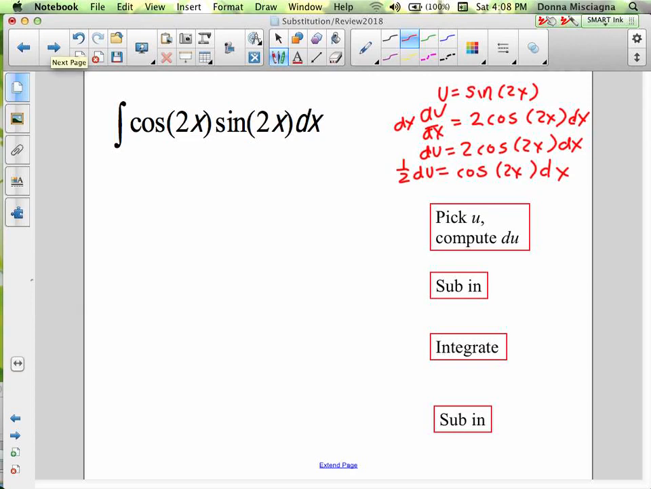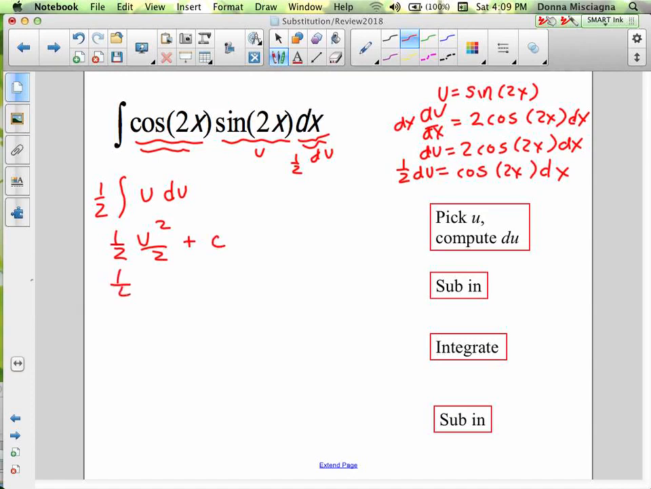All right, so now we're going to replace the sine 2x and the cosine 2x dx part. So this becomes u. This becomes 1/2 du. So we have the integral, the 1/2 can go in front. 1/2 times the integral of u du. And now let's integrate. So we would have 1/2 u squared divided by 2 plus c. Right, that's 1/4 u squared plus c. Let's replace the u with the sine 2x.